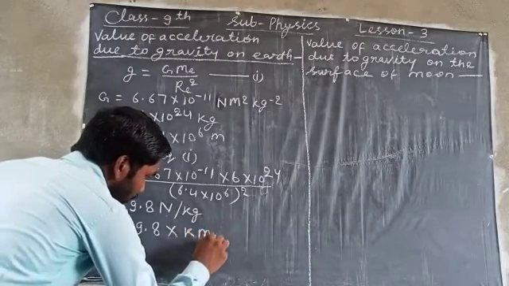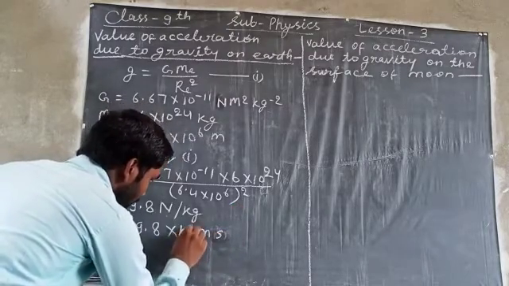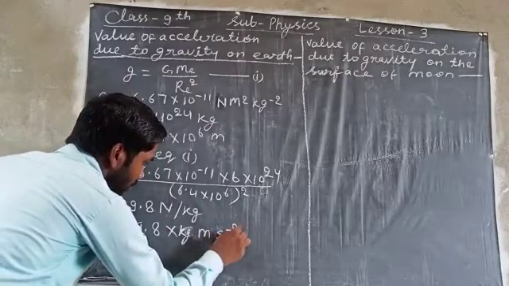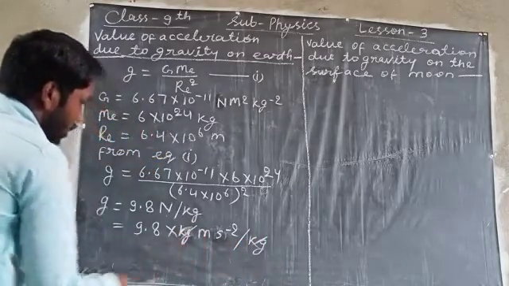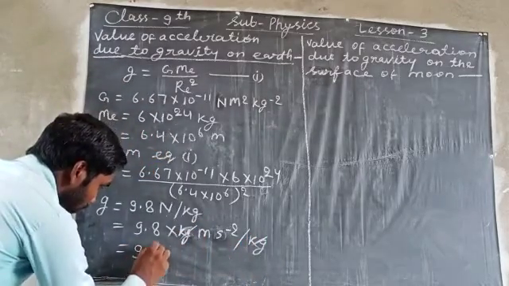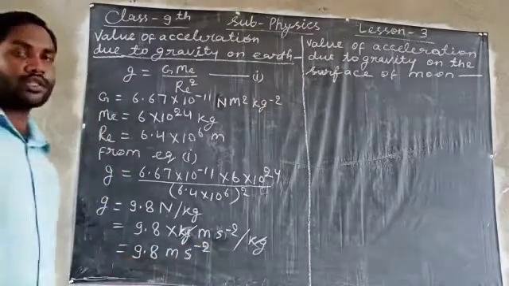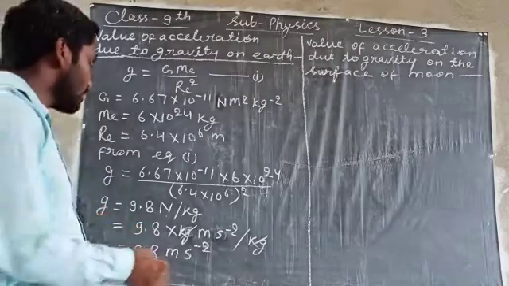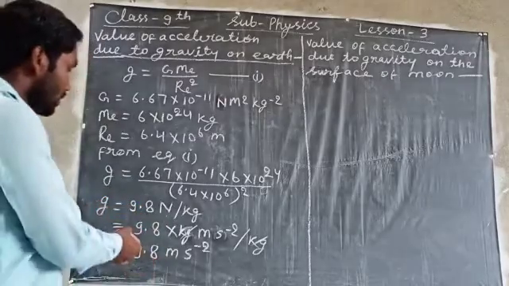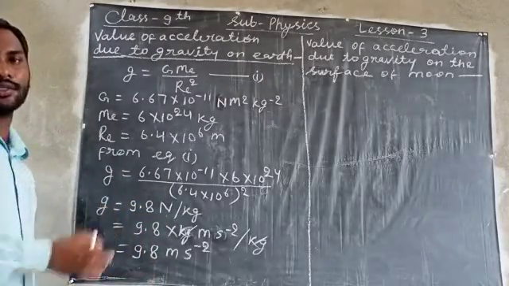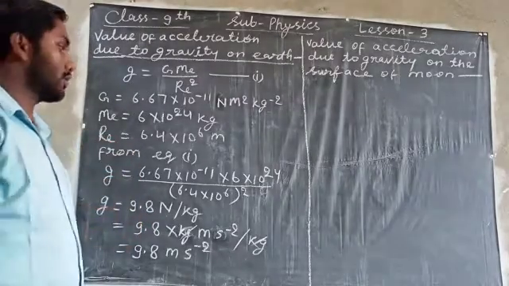You know that 1 Newton is 1 kilogram meter per second square. So the kg cancels with the kg in the denominator, and it will be 9.8 meter per second square. So this is the value of acceleration due to gravity on the surface of the earth. It means that by this acceleration the earth attracts any other object towards it.